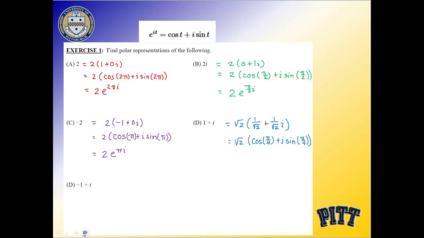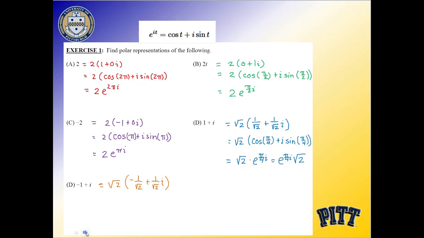And of course, according to this new rule we have up here, that's going to become the square root of 2 times e to the pi over 4 i power. Negative 1 plus i: again, I have the a value being negative 1, the b value being 1. If I calculate the modulus r, it's square root 2, which I do factor out.